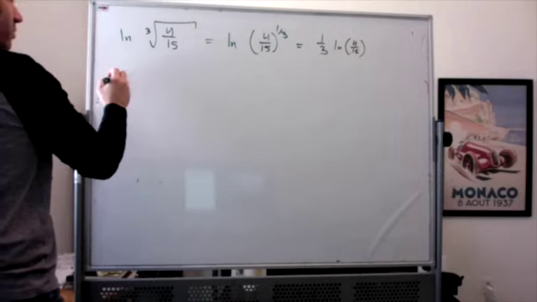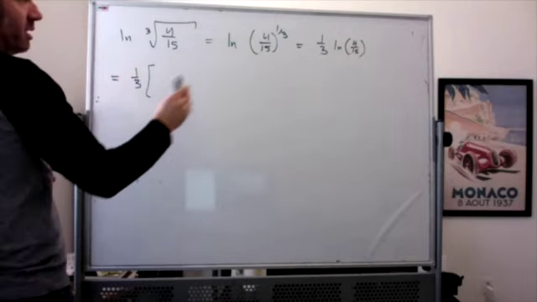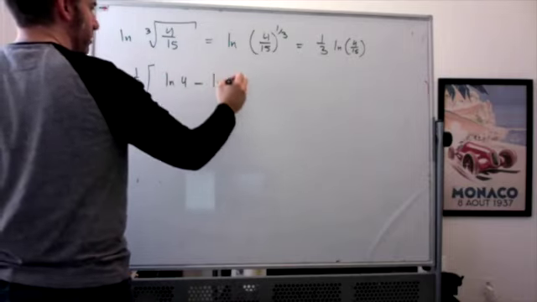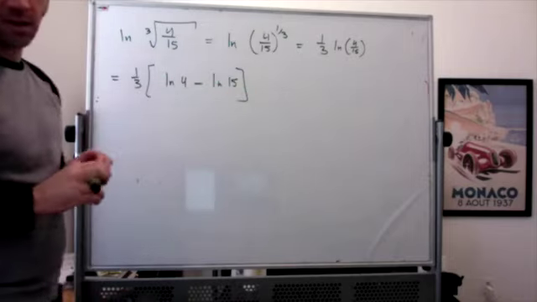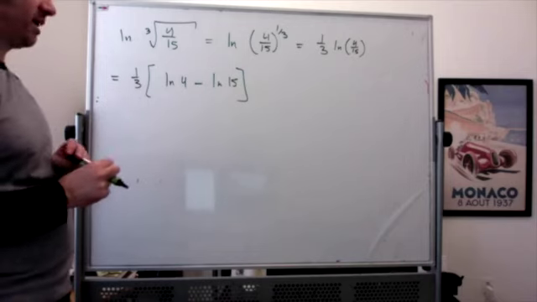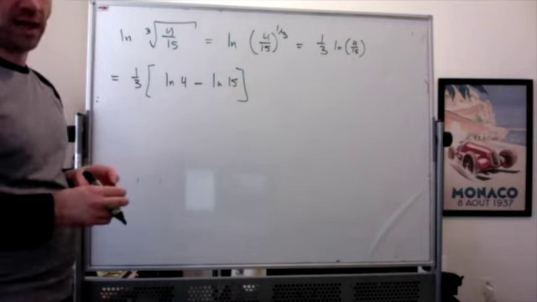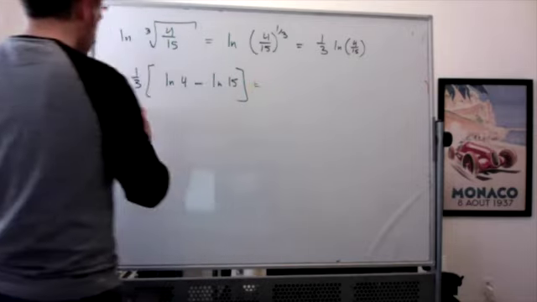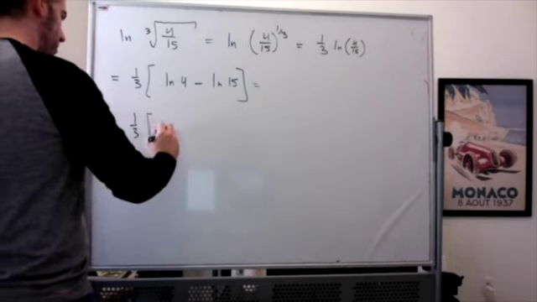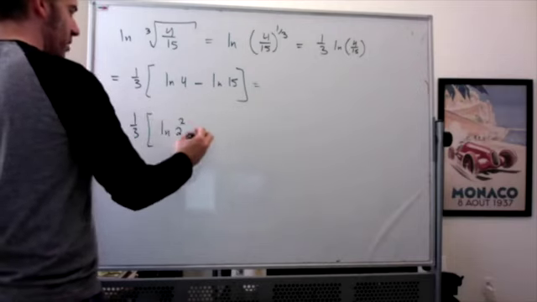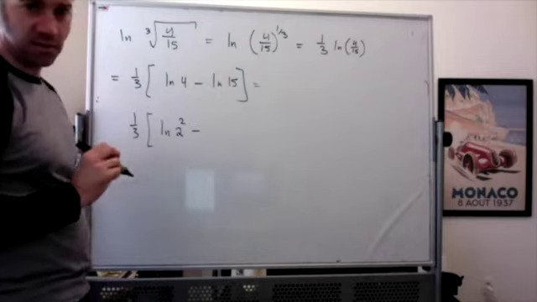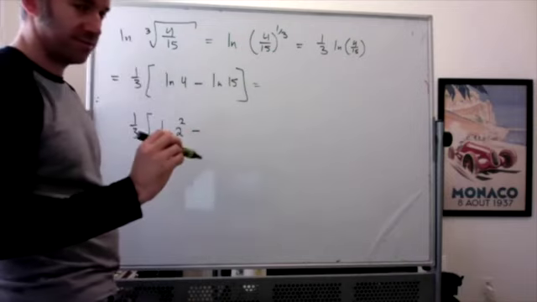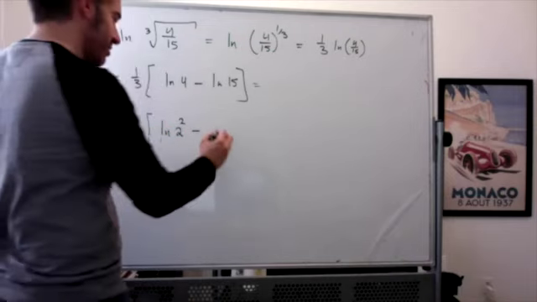And then that's going to equal 1/3 times the natural log of 4/15 is the natural log of 4 minus the natural log of 15. Natural log of 4, you can either think of it as the natural log of 2 squared or the natural log of 2 times 2. Either way is fine. So this is 1/3 natural log of 2 squared minus, what can I do with the natural log of 15? I can write it as the natural log of what 2 numbers multiplied give 15?